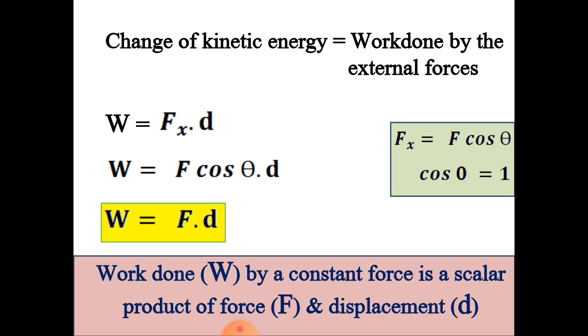Now we all know that all moving bodies have kinetic energy. So there must be a relation between work and kinetic energy. This relation between kinetic energy and work done is called the work energy theorem. So you replace this change of kinetic energy by work done. So work done W is equal to Fx dot d.